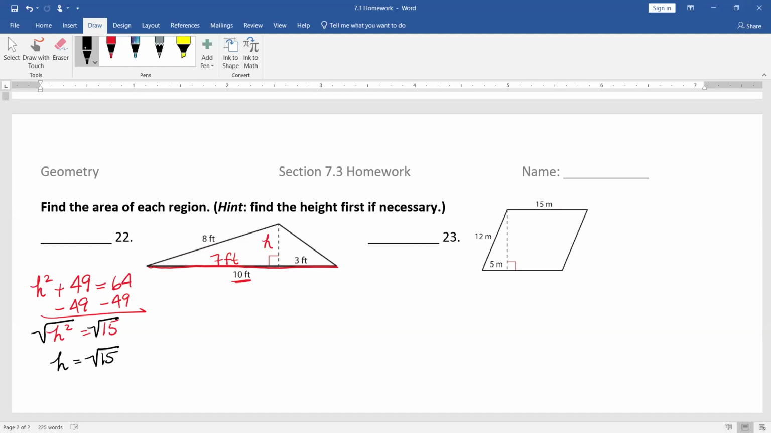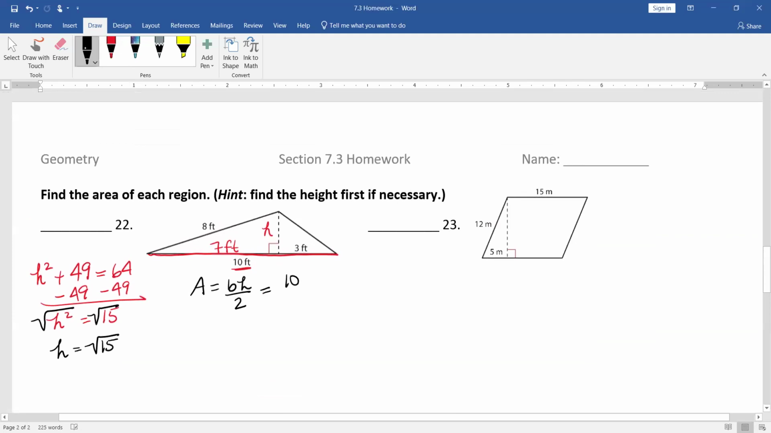All right, but I can still plug that in. So if I'm finding the area of a triangle, it is the base times the height divided by 2. This is where the 10 feet is also very important because the base of the whole triangle is 10 feet. You have to use that for the base when finding the area. So I'm going to go ahead and plug that in.